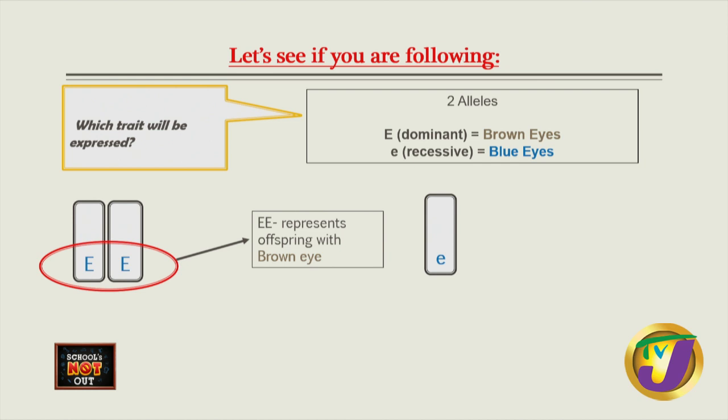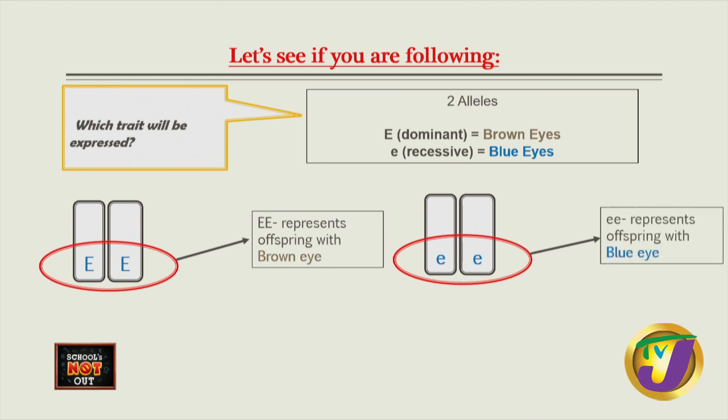Look at our next example. We have two small e's. So remember, we're saying that the small e is recessive and the capital E is dominant. And of course, this is for blue eyes. What is recessive? It shows in the absence of the dominant trait. So of course, in this case, you recognize the child is going to have blue eyes.